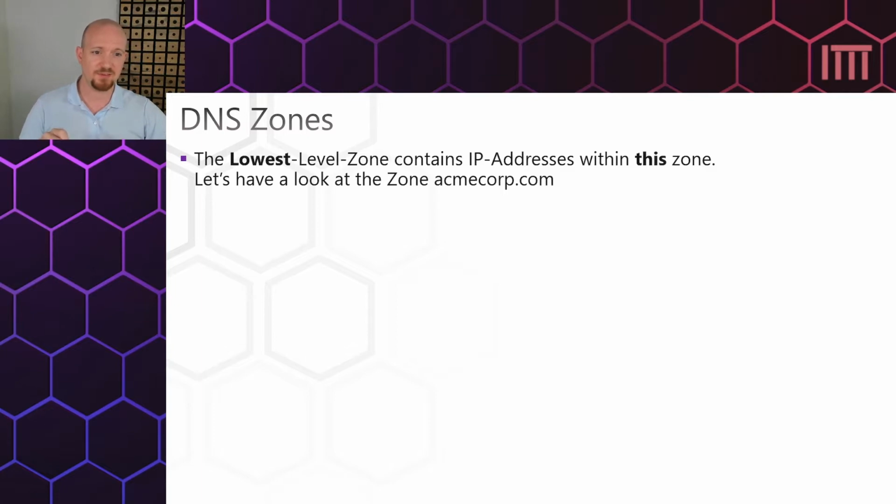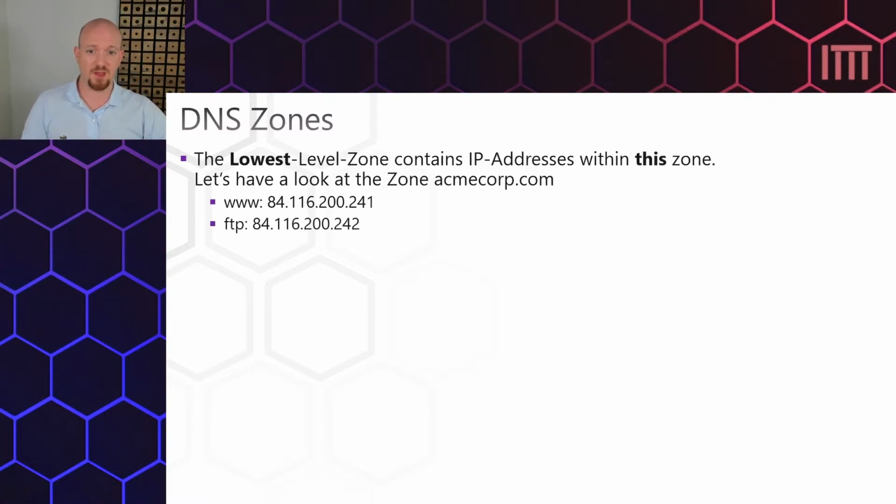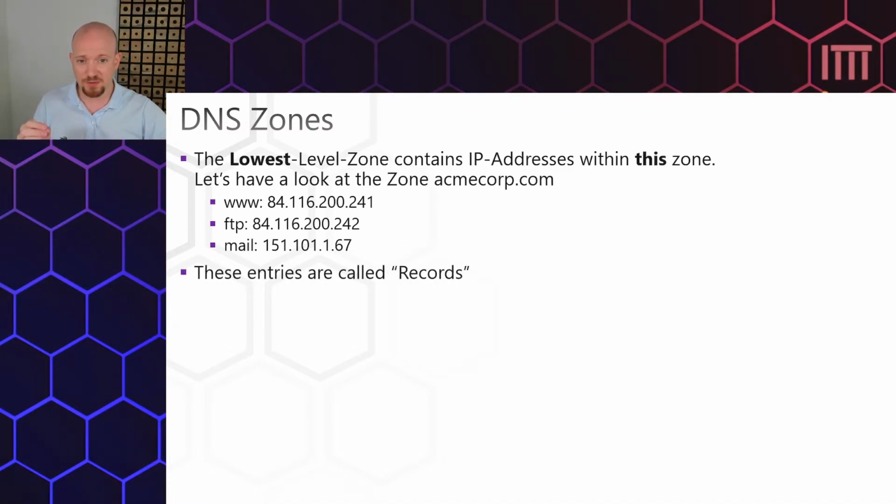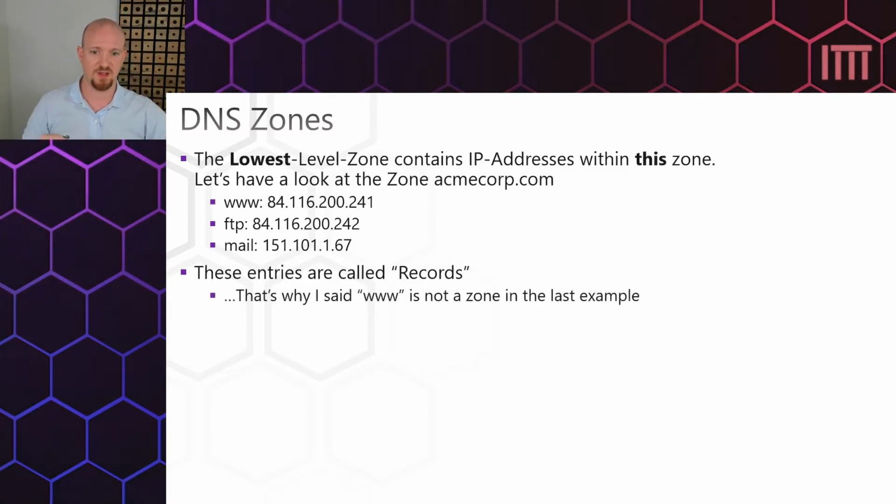Now the lowest level zone contains IP addresses within this zone. Let's have a look at the zone acmecorp.com, which we used on the previous slide. One entry is www with its IP address, but there could be many more entries like FTP or mail, which would result in mail.acmecorp.com. These entries in the lowest level of a zone are called records. That's why I said www is not a zone in the last example.